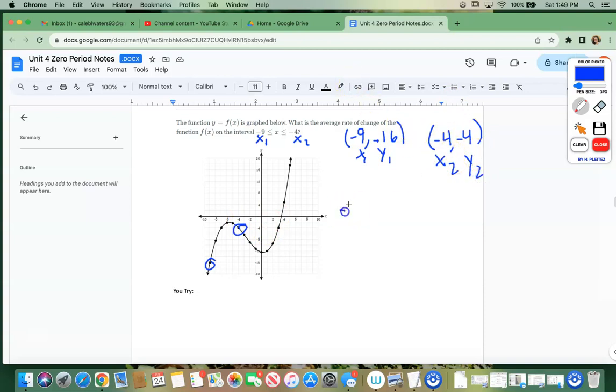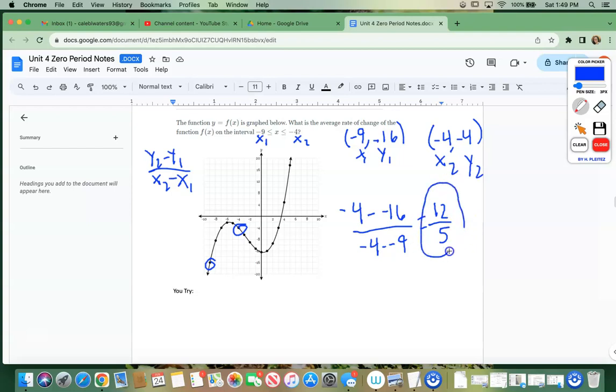That makes it -4. Because remember the formula is y2 minus y1 over x2 minus x1. So that makes it -4 minus -16. Divide that by -4 minus -9. So that makes it 12 over 5. Okay. And we're done. Because 12 can't be divided by 5. They don't have anything in common that they could reduce.